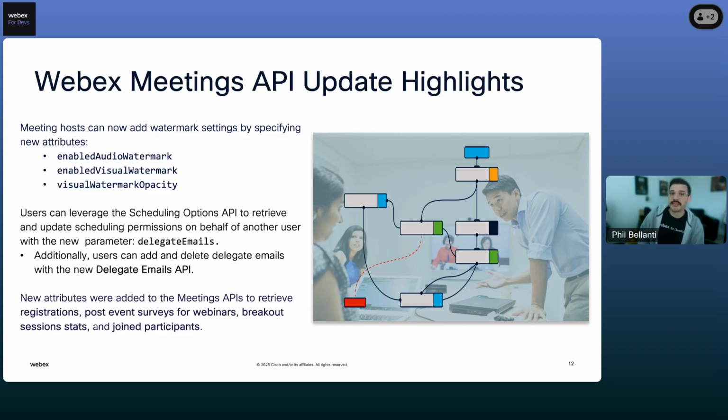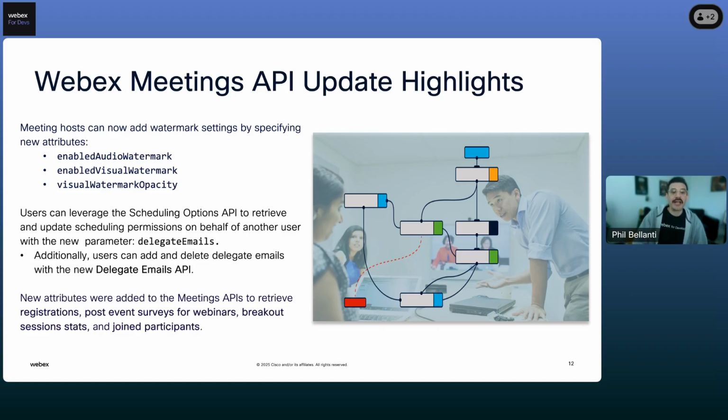And then next is the enhanced scheduling options API. That now allows a delegate user to obtain scheduling permissions for another user. So, for example, an executive assistant can be assigned as a delegate for a senior manager. Perhaps they're in charge of scheduling their meetings or managing their calendar. As part of this API set is the delegate emails API, to allow users to manage their list of delegate email addresses. So maybe they have more than one.